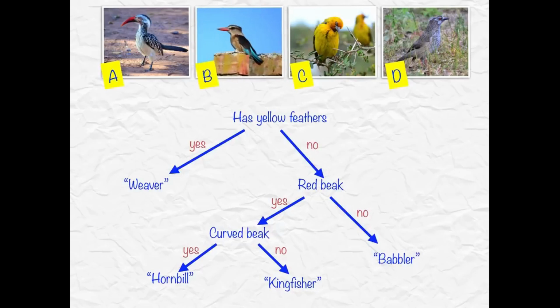Let's use organism B as an example of how to use this type of key. We start at the top, has yellow feathers. Well, organism B does not have yellow feathers, so we follow the no arrow. Does it have a red beak? Yes, we follow down the yes arrow. Is that beak curved? No, it's actually straight, so we follow down the no arrow and we arrive at kingfisher. We've identified it the same way we did in the first exercise. It's just a slightly different method of using the same tool.